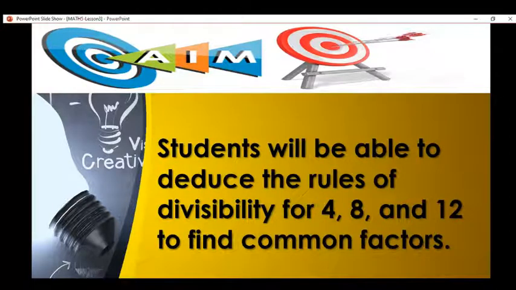Pause the video so you are able to copy the following in your notebook. I guess everybody's done writing our aim for today. Students will be able to deduce the rules of divisibility for 4, 8, and 12 to find common factors.